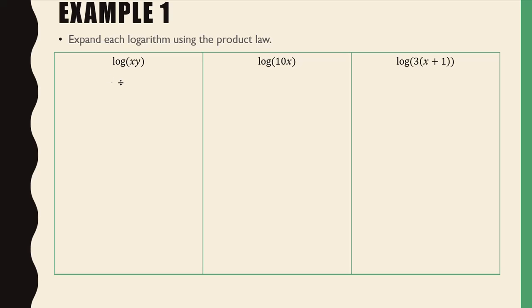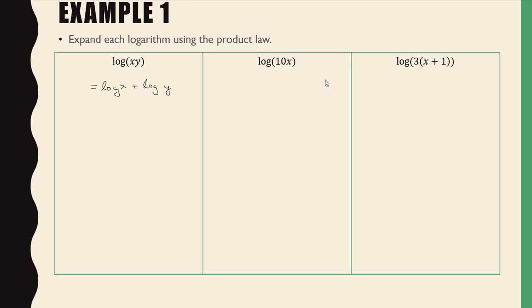So let's take a look at our first time of using some logarithms to actually solve something or expand something. Here we have: expand each logarithm using the product law. So we have log base 10, so it's our common log, and then brackets x times y. Well, when we're multiplying two things inside of our log, that means we can actually split this into two logarithms. So it's going to become log x plus log y. Okay, that's not so bad.